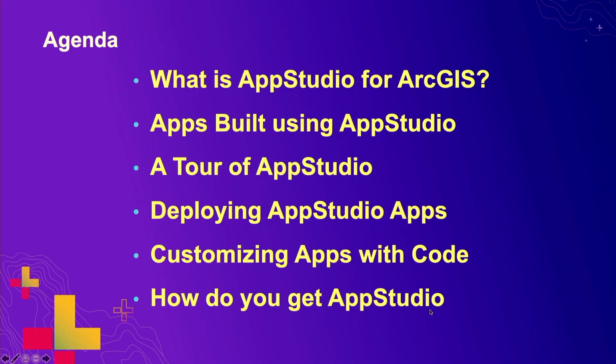So a little bit about the agenda. We're going to first talk about what is AppStudio. Then we'll go over an overview of some of the apps that people have built with AppStudio. We'll give you a tour of the different components, how to deploy apps with AppStudio, how to customize AppStudio apps with code. So getting into a little bit of what the code looks like, what you can expect when customizing AppStudio apps. And then at the end, we'll talk a little about how do you get AppStudio, the licensing, how do you get access to the software, and who has access to the software. And I think a lot of you will be surprised that you most likely already have access to most of the software.